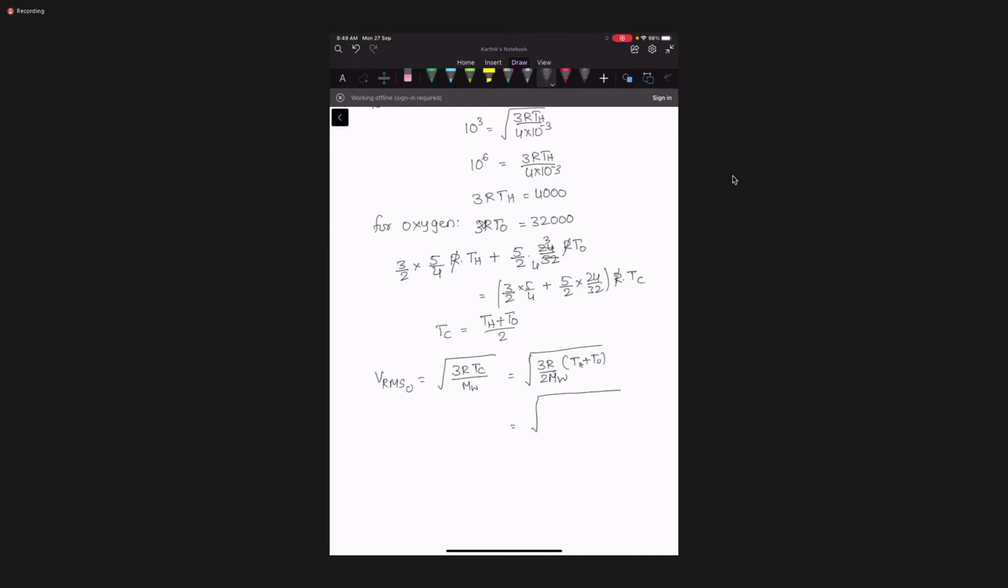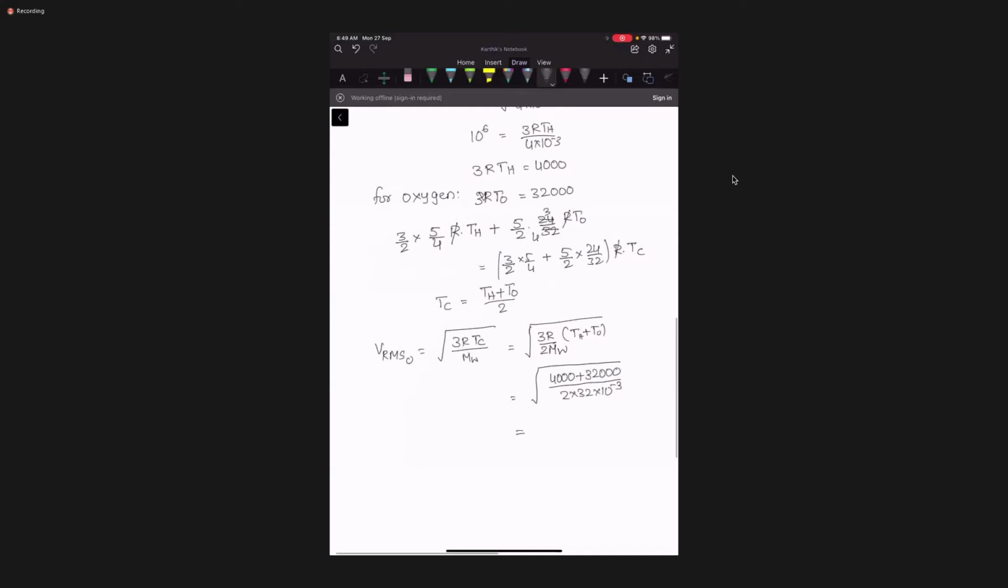So it will be under root of 3R times TH, which is 4000, plus 3R times TO, which is 32,000, divided by 2 into 32 into 10 power minus 2. How much will you get? 36.